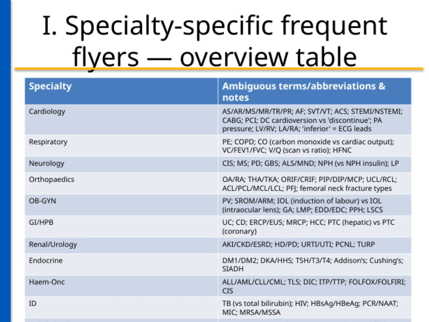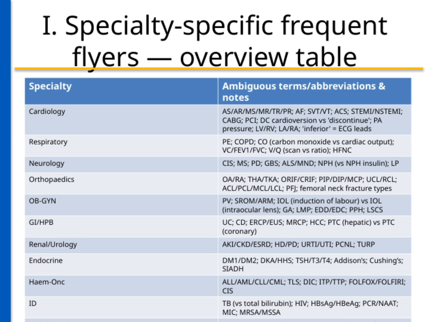In renal and urology, AKI is acute kidney injury, CKD is chronic kidney disease, and ESRD is end-stage renal disease. HD and PD are hemodialysis and peritoneal dialysis. UTI is urinary tract infection, and URTI is upper respiratory tract infection, just to keep things clear. PCNL refers to percutaneous nephrolithotomy, and TURP is transurethral resection of the prostate.